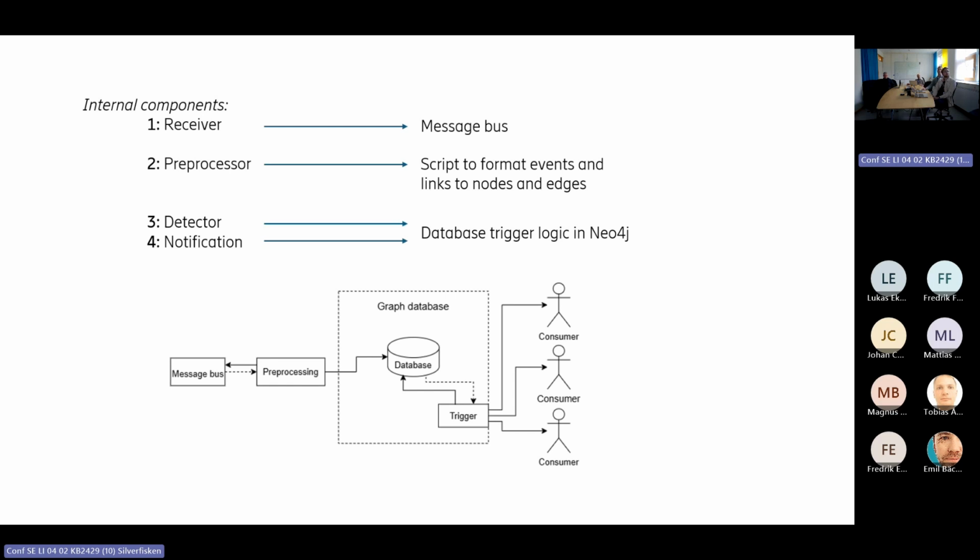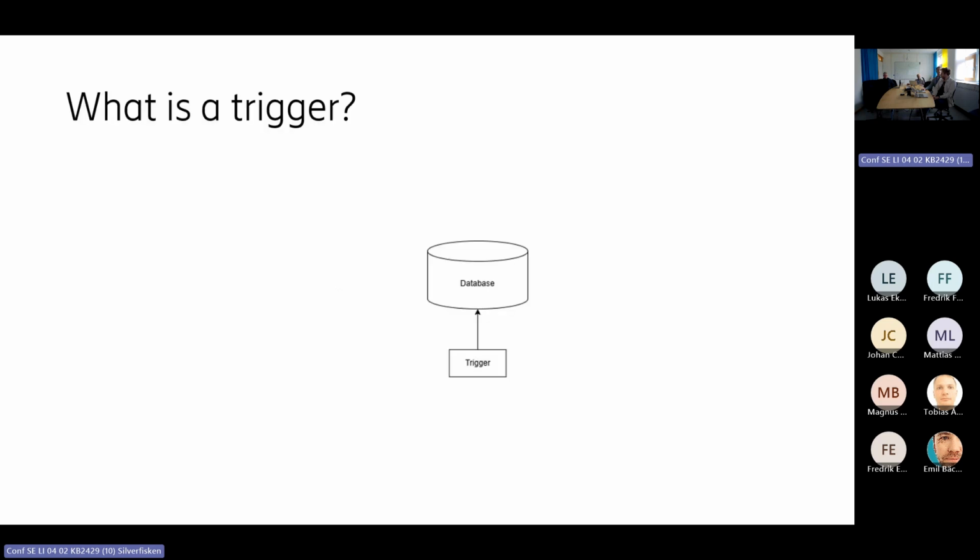What is interesting about this is the whole graph database part of the architecture. So you might wonder, what is a trigger? Well, a trigger is something that exists in most types of databases, and it automatically executes whenever updates happen in the database.